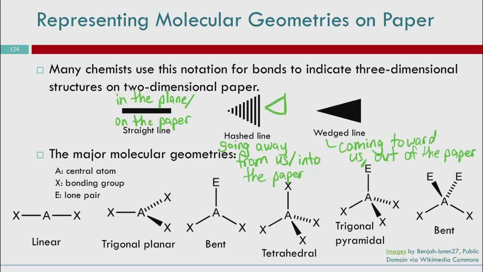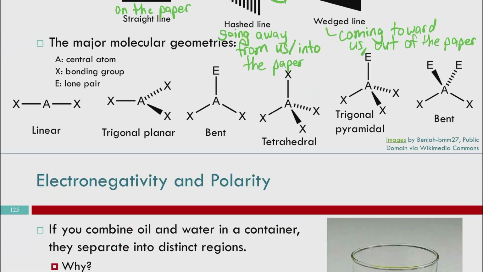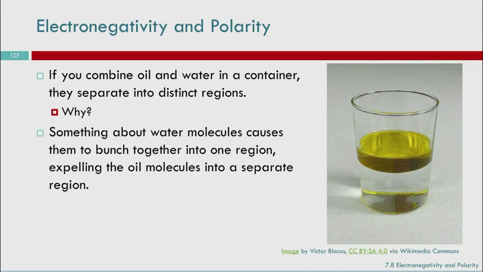So we're building off of what we built off of, and so building off of that valence shell electron pair repulsion theory, we're getting into topics of electronegativity and polarity.